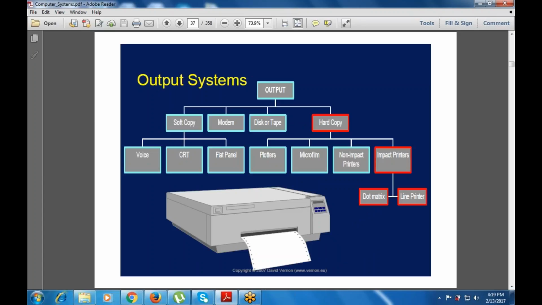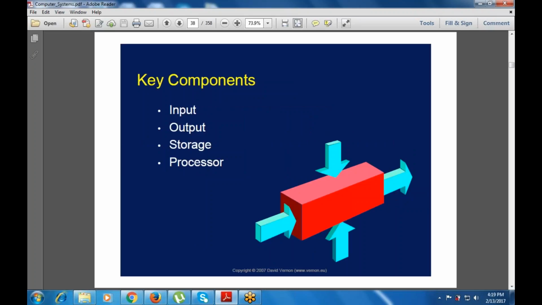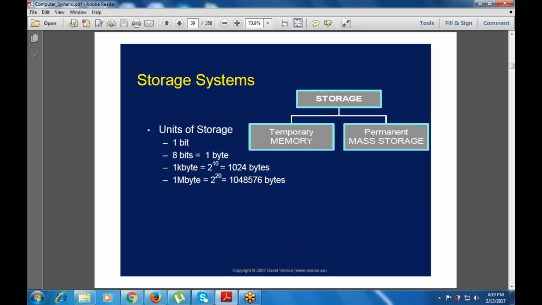Again, the soft copy is divided into multiple parts, that is voice, CRT, and the flat panel. Then the hard copy is divided into multiple parts, that is the plotters, microfilm, non-impact printers, dot matrix, and the line printer. Next one is the storage. How will the storage be done?